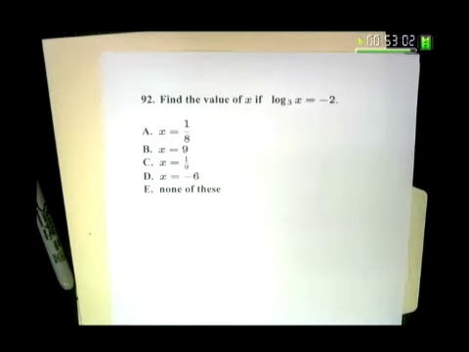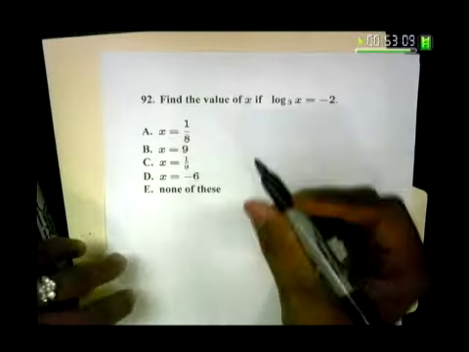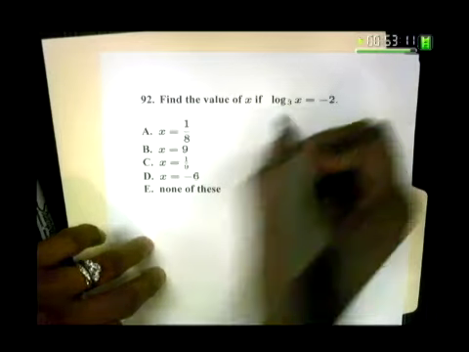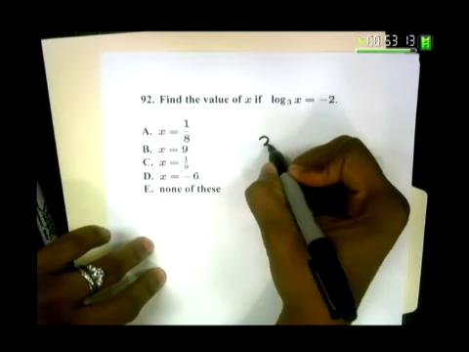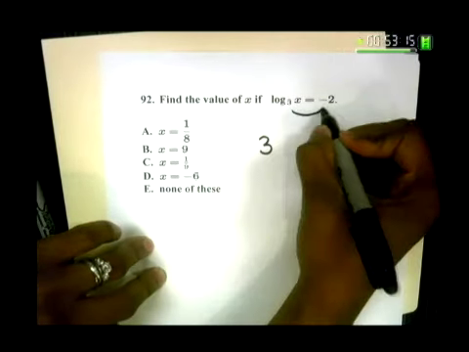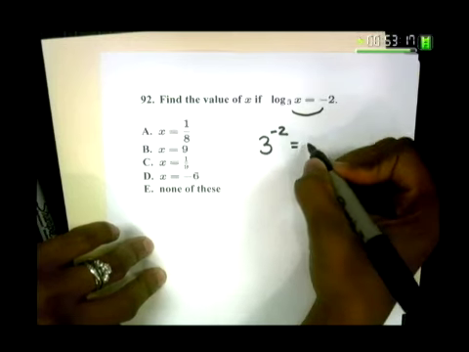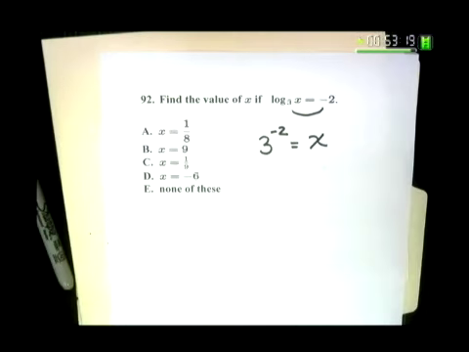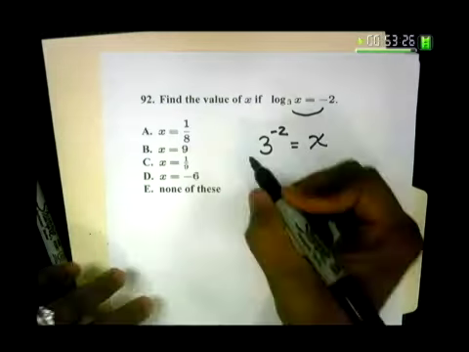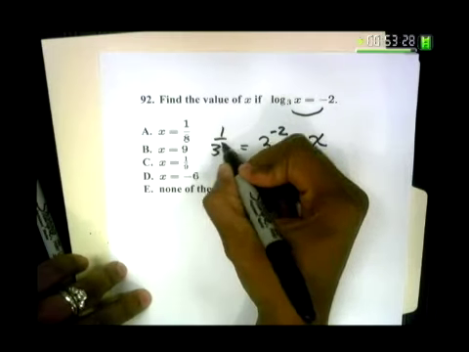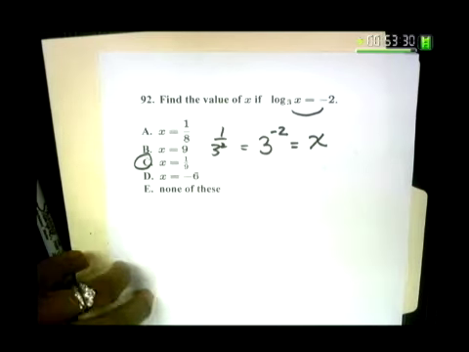Find the value of x if log base 3 of x equals negative 2. So what would be the related exponential equation? The related exponential equation would be 3 to the negative 2 is equal to x. And so that tells me x is equal to what? 1 over 9. Right? Because this is equal to 1 over 3 squared, so it would be equal to 1 over 9.